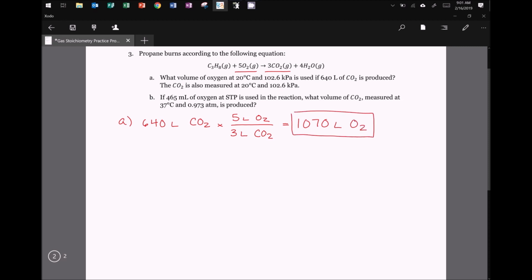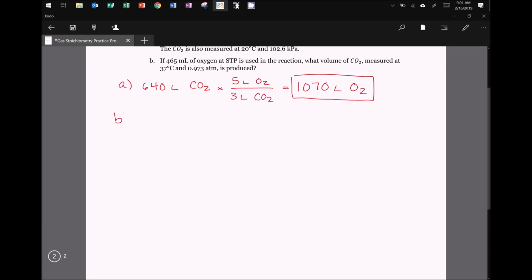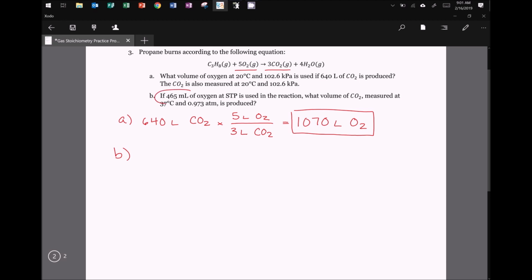Alright, part A is pretty easy. Part B is a little tricky. Let's go through this one. Okay, so for part B, we are given our volume in milliliters, so the first thing we need to do is convert that. So we've got 465 milliliters, and for every 1 liter we have 1,000 milliliters, so that conversion comes out to 0.465 liters.